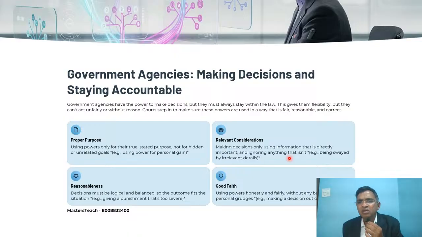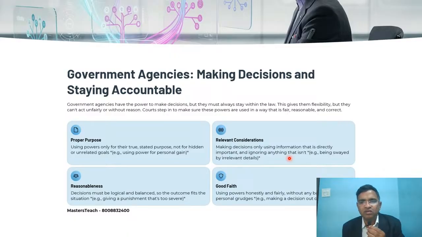Okay, for example, being swayed by irrelevant details. So what are the relevant things that you have to concentrate on as an administrator? Then reasonableness. So the decision must be logical and balanced, so the outcome fits the situation, not giving a punishment that is too severe.